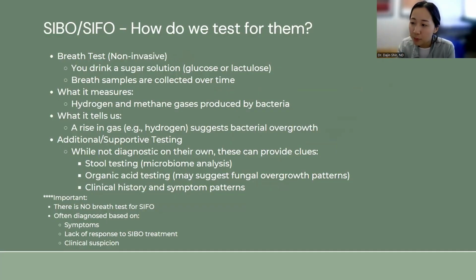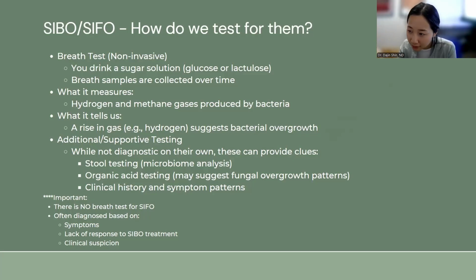For SIBO, the most common test is a breath test. You drink a sugar solution and we measure gases like hydrogen and methane in your breath over time. A rise in the gases suggests bacterial overgrowth, and it is non-invasive and widely used. There is a more accurate gold standard, which involves sampling the fluid from the small intestine, but it's very invasive and rarely done.